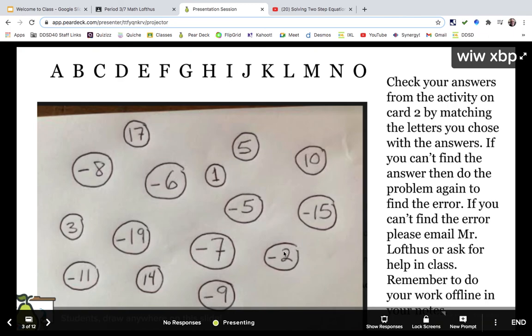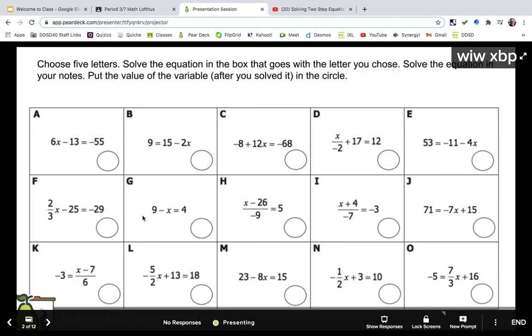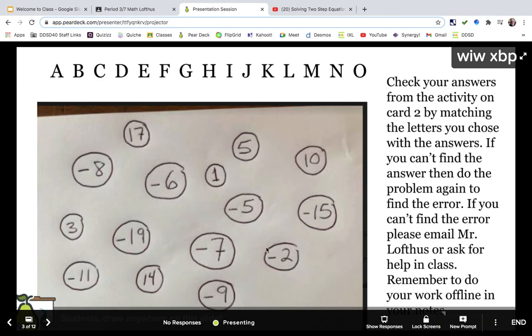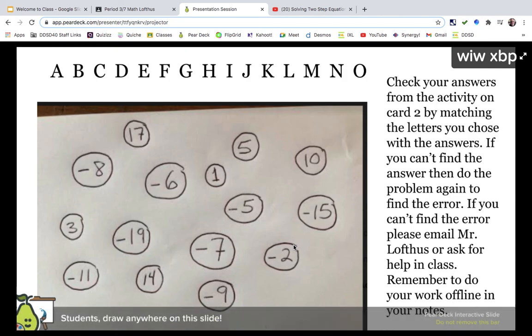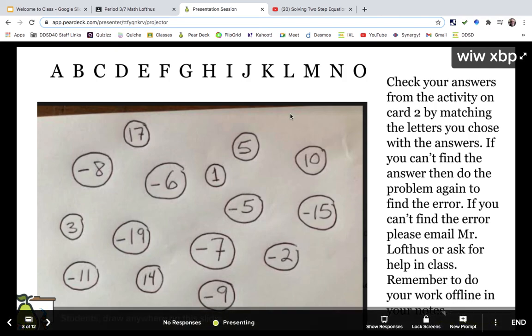of these answers. If you, back here, solve a problem and the answer doesn't show up here, then look for your mistake, look for your error, try to find it, and if you can't, then contact me and I'll help you try to figure out that problem.